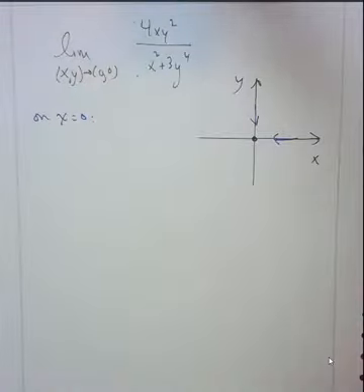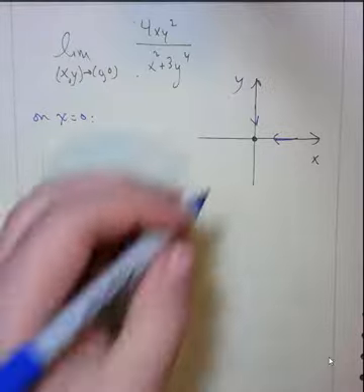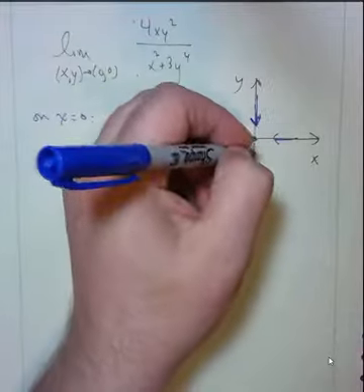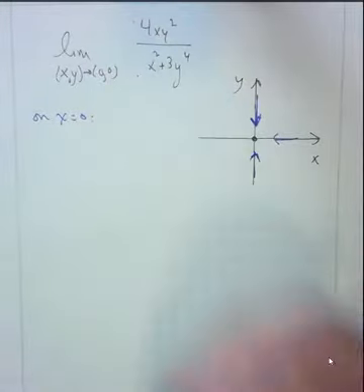So let's think about the approach to the origin on the path x equals 0. That is here. If we are on the line x equals 0, or on the path x equals 0, we're on the y-axis. So we are approaching the origin from above and below.